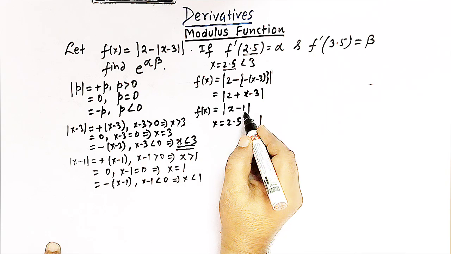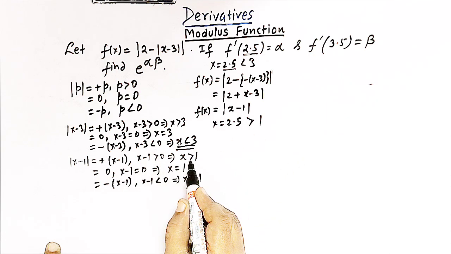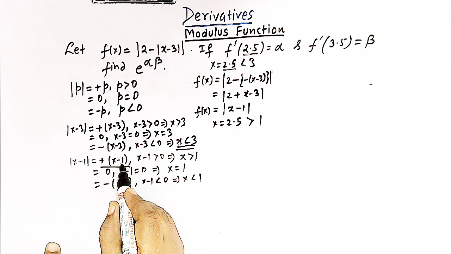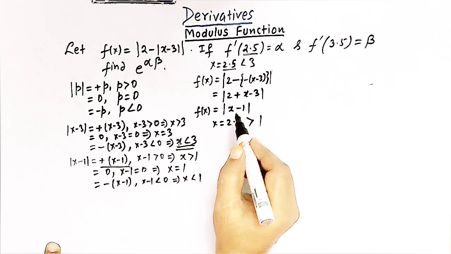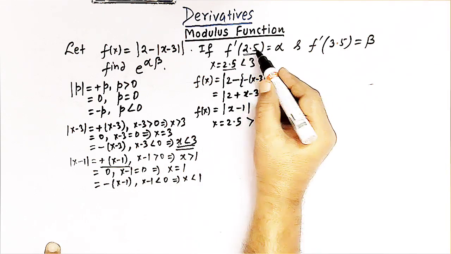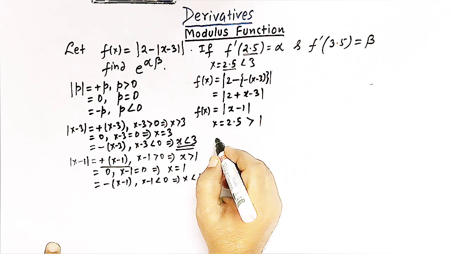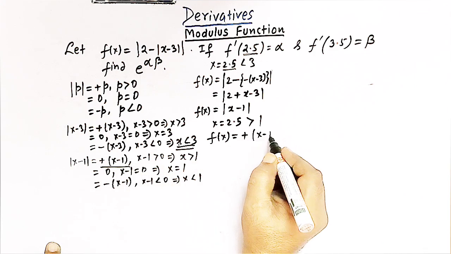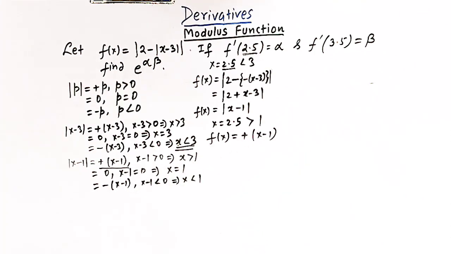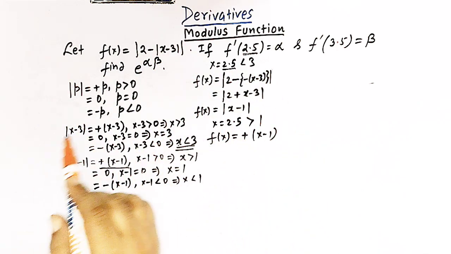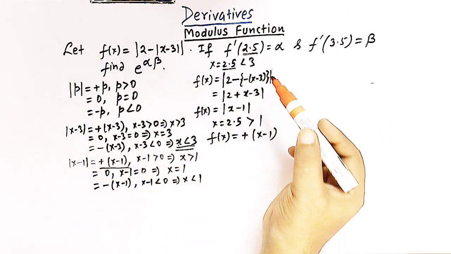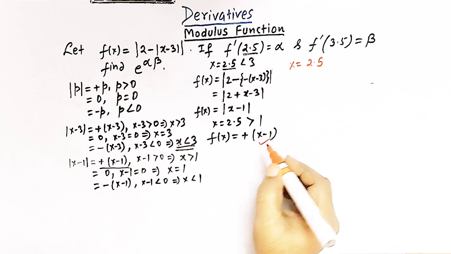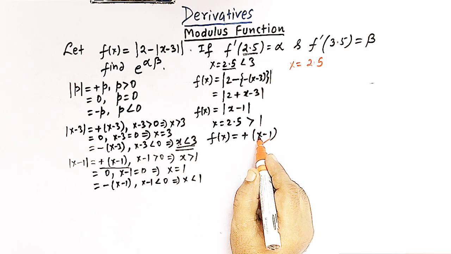So in this case, mod of x minus 1 is defined by this expression, that is mod of x minus 1 is positive x minus 1 when x is greater than 1, and our point of consideration is 2.5, and 2.5 is greater than 1. So now f of x is written as positive x minus 1, right? So now from this discussion we can conclude that the modified form of this function f of x in the neighborhood of x is equal to 2.5 is given by this linear function, that is x minus 1.